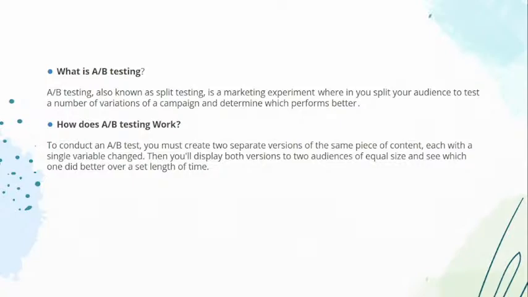So, to conduct an A/B test, you must create two separate versions of the same piece of content, each with a single variable change. Then you will display both versions to two audiences of equal size and see which one did better over a set length of time.